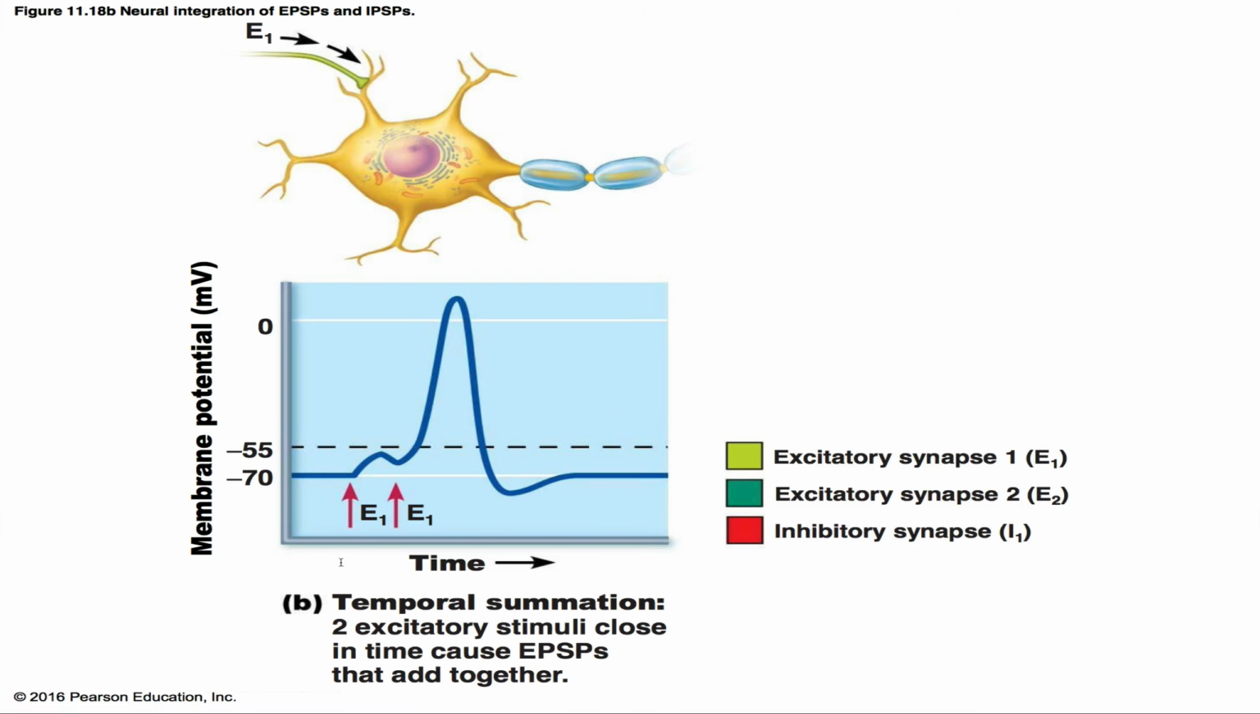And in this slide here, this is an example of temporal summation. So we still have a single excitatory synapse. However, the stimuli occur close enough in time that they build upon each other and exceed this threshold.